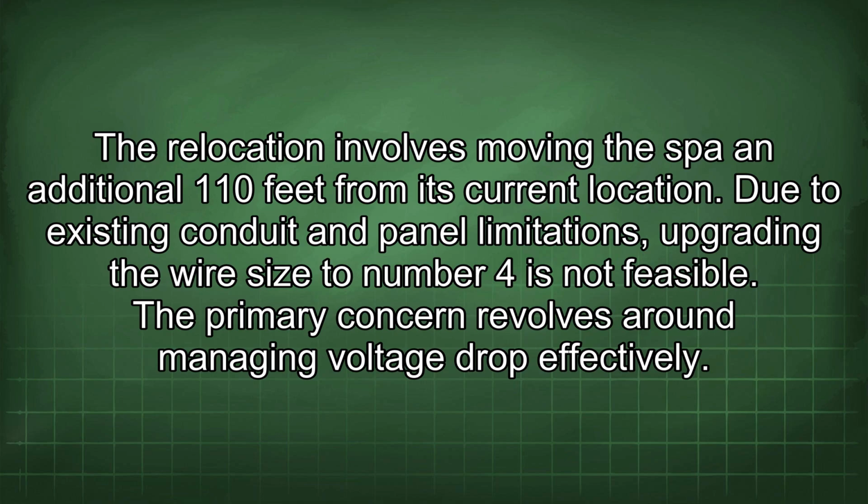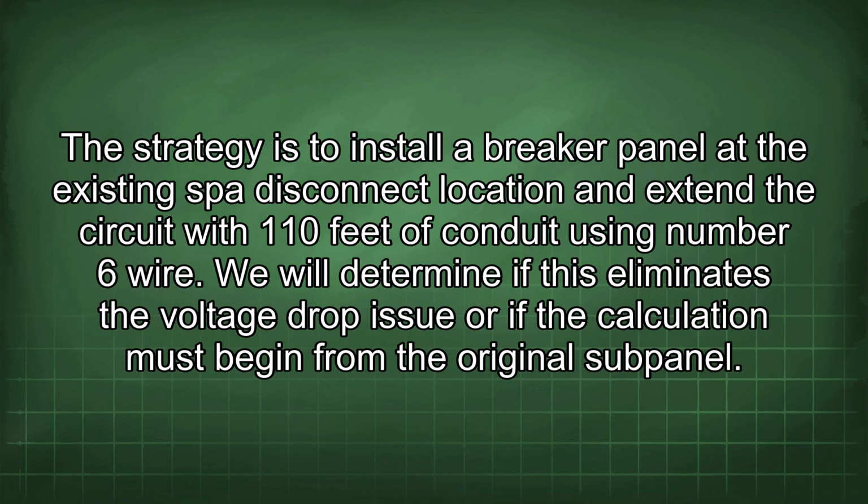Due to existing conduit and panel limitations, upgrading the wire size to number 4 is not feasible. The primary concern revolves around managing voltage drop effectively. The strategy is to install a breaker panel at the existing spot disconnect location and extend the circuit with 110 feet of conduit using number 6 wire. We will determine if this eliminates the voltage drop issue or if the calculation must begin from the original subpanel.